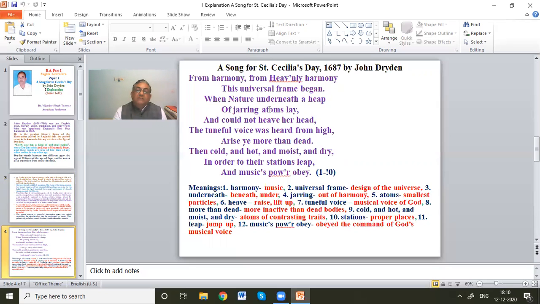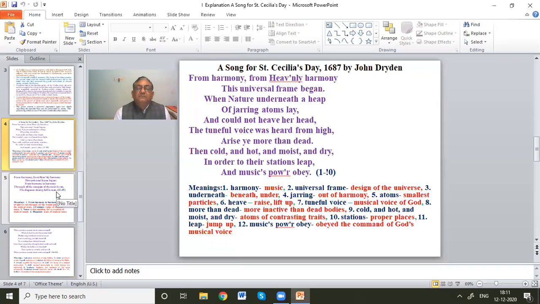And when this was heard by the atoms, then cold and hot and moist and dry, different seasons, summer, winter, air, earth, all the elements, were coming into existence. In other words, the atoms of earth were going into the earth, atoms of water into the water. Means all these things started being created, slowly the nature started taking a kind of form. "In order to their station leap," these atoms went to their respective places, and "music's power obeyed," because they were commanded by God to obey the power of that music. In other words, the musical voice of God had the power and they obeyed it. The result was that different elements were coming into existence by the power of that music.